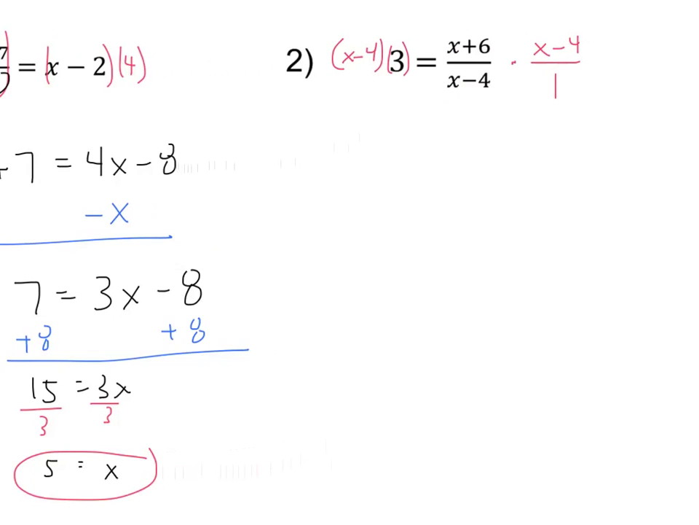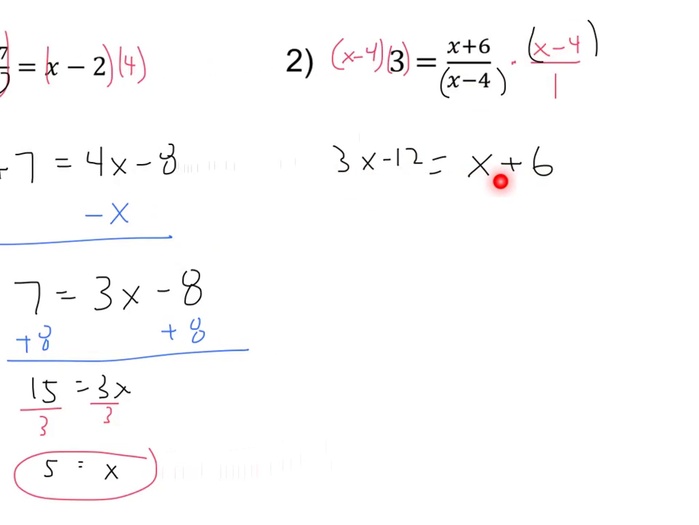Why do I do that? Because right here I have x minus 4 divided by x minus 4. And what's this equal to? x minus 4 divided by x minus 4 is 1. So 1 times x plus 6 will just be x plus 6. And then on the left, 3 times x minus 4 is 3x minus 12. Again, now we have no more fractions, super easy problem to solve.